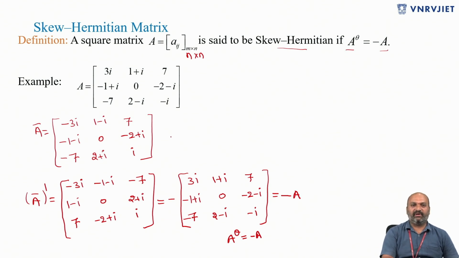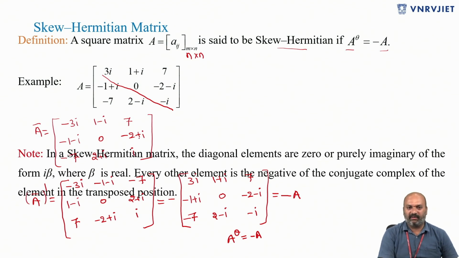If you observe carefully, the principal diagonal elements of the given matrix are purely imaginary or 0. That means the elements along the diagonal don't have any real part. Either they are purely imaginary or 0 only. So that is a point: in a skew Hermitian matrix, the diagonal elements are either purely imaginary or 0.